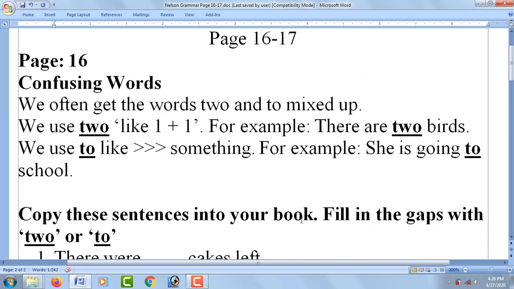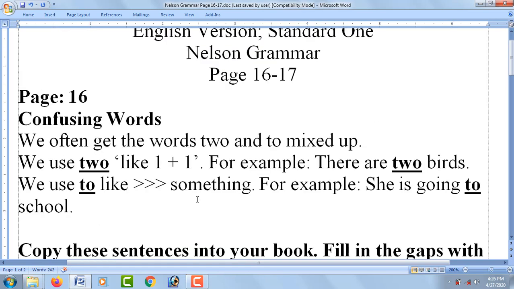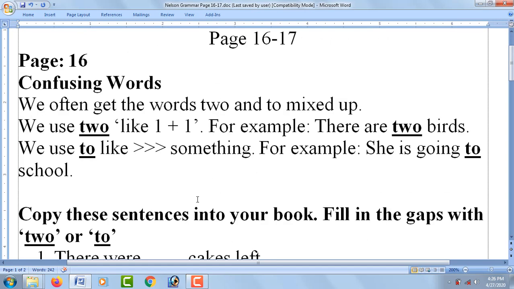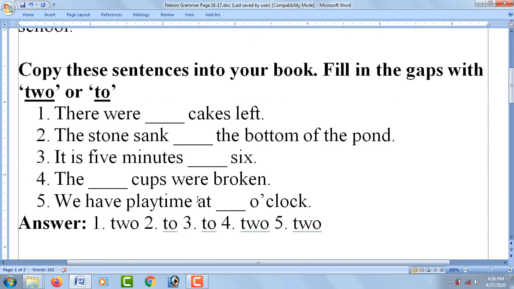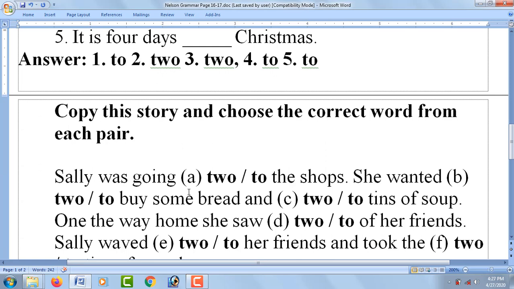So, guardians, I request you to pause this video and open the book page 17, Nelson's Grammar, book 1, and solve these problems and help your kids to learn this very carefully.